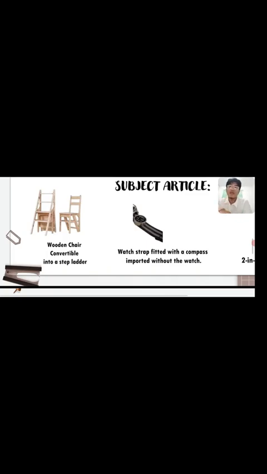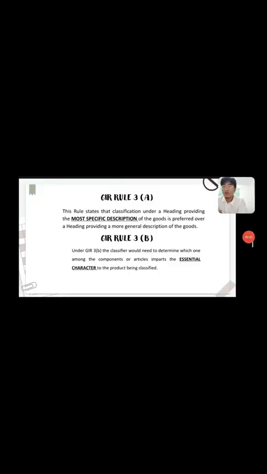The wooden chair convertible into a step ladder. Alright, we are now going to discuss next the GRI Rule 3B. Under GRI Rule 3B, the classifier would need to determine which one among the components or articles imparts the essential character of the product being classified.